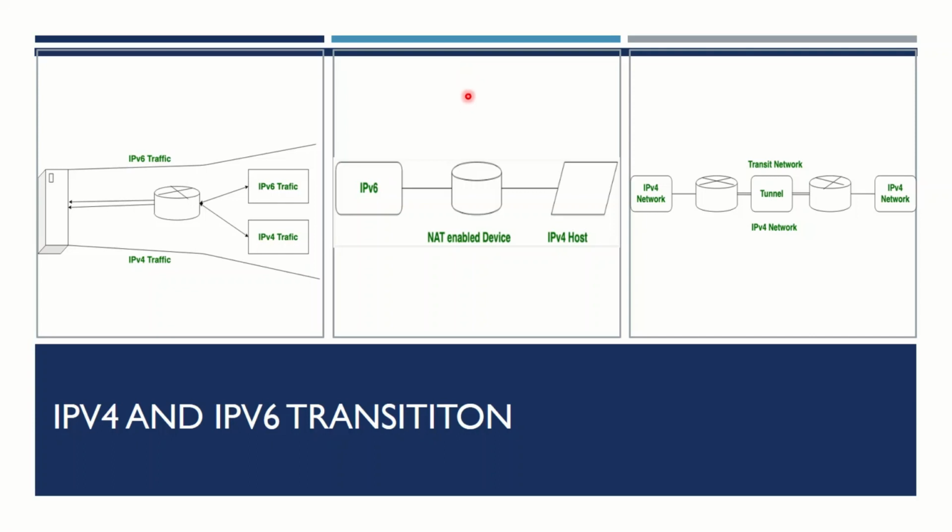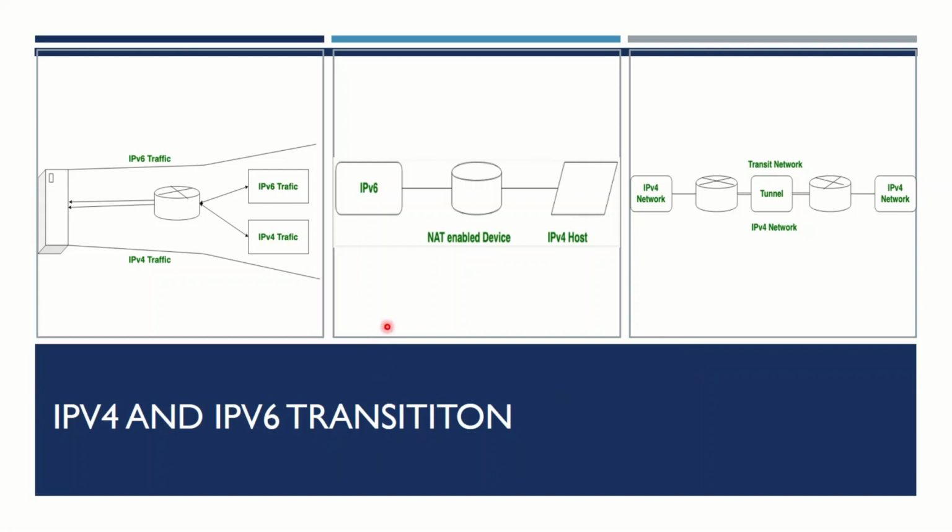IPv4 and IPv6 transition. IPv6 is an independent parallel network. This means that it's not compatible with IPv4. Exchanging traffic between the two networks requires translator gateways using NAT64. As a solution to this problem, there are three technologies. These technologies are dual stack routers, tunneling, and NAT protocol translation.